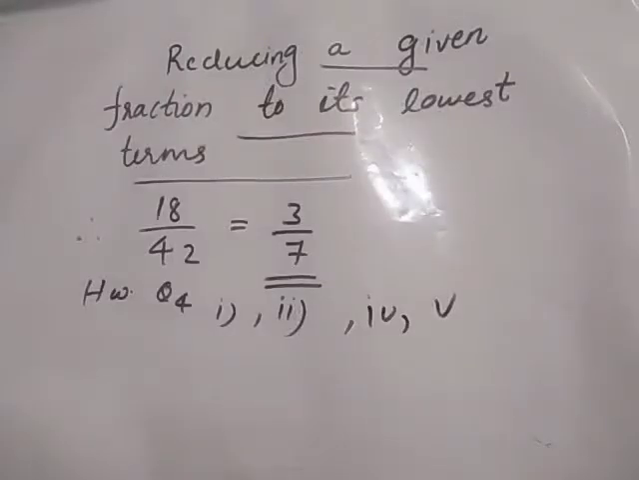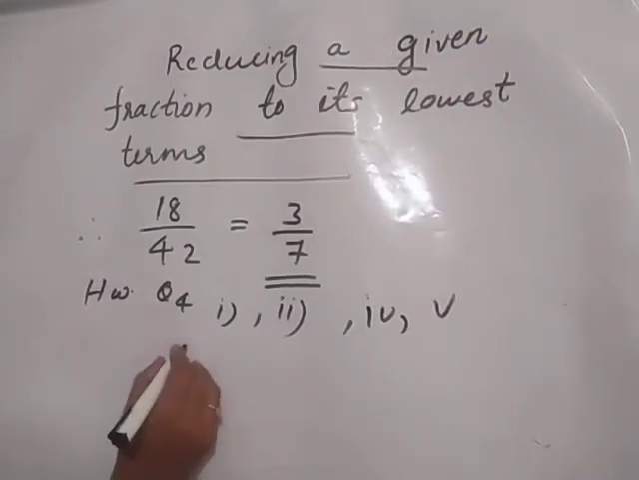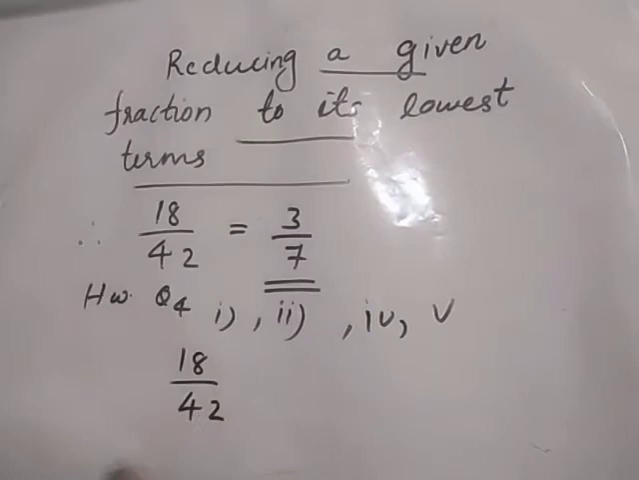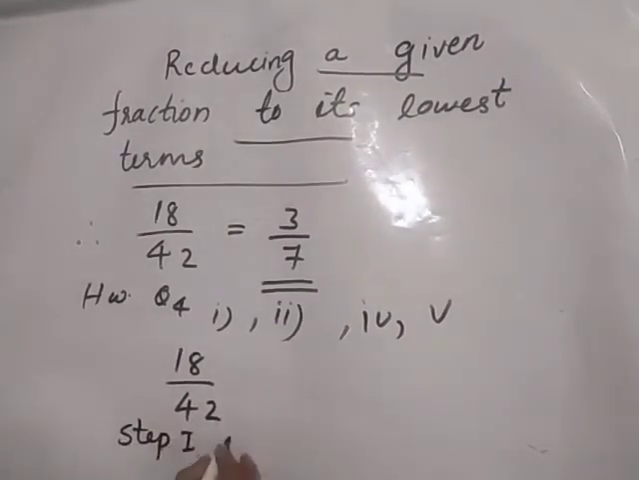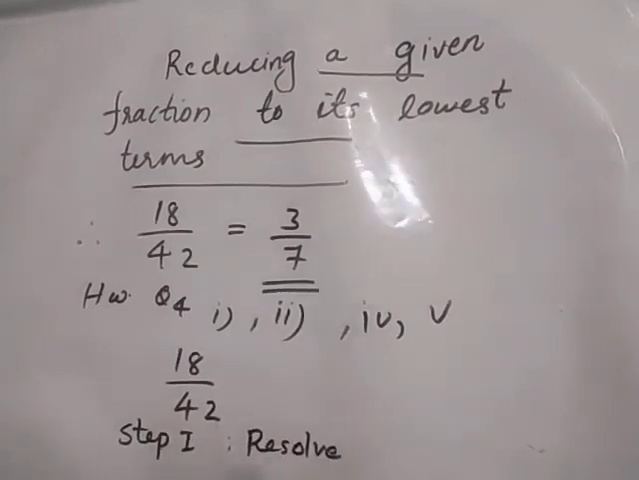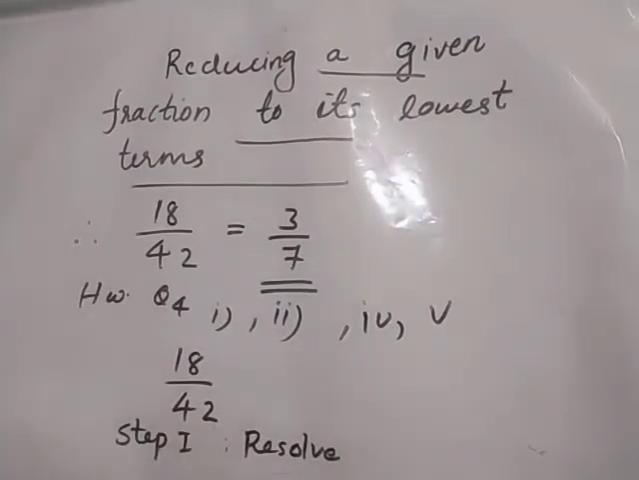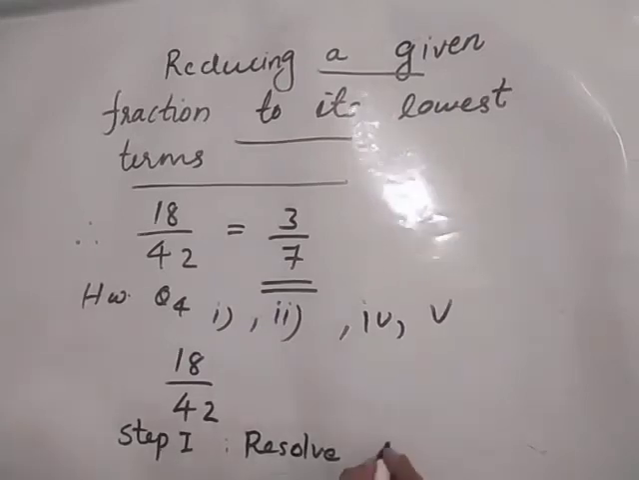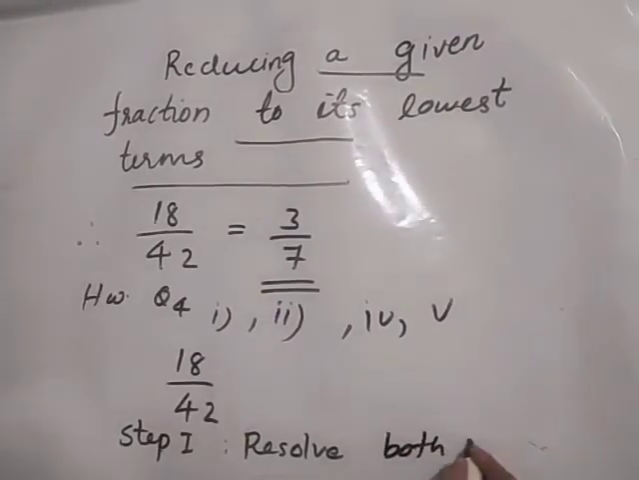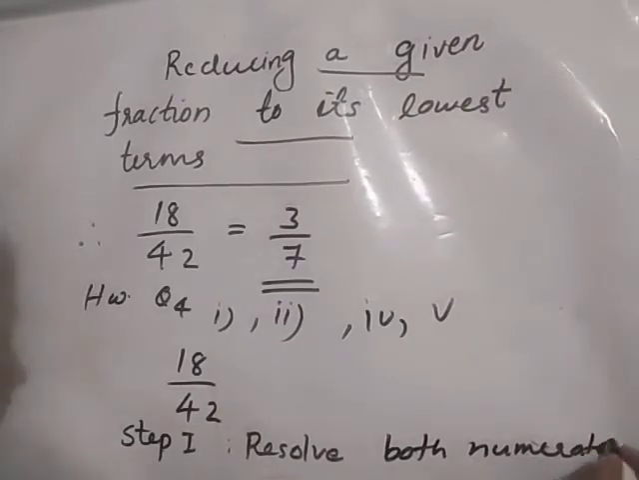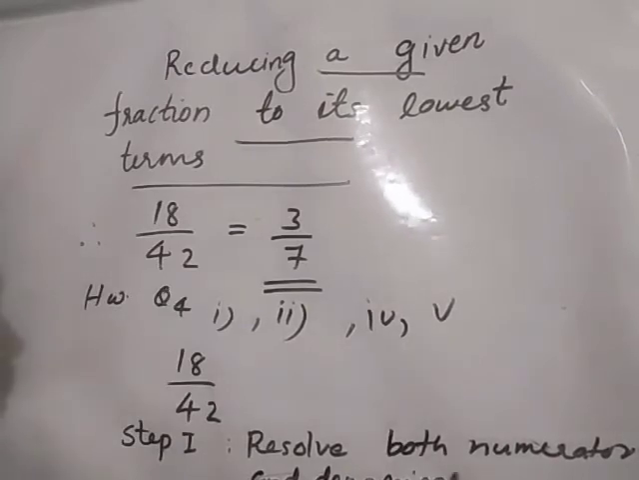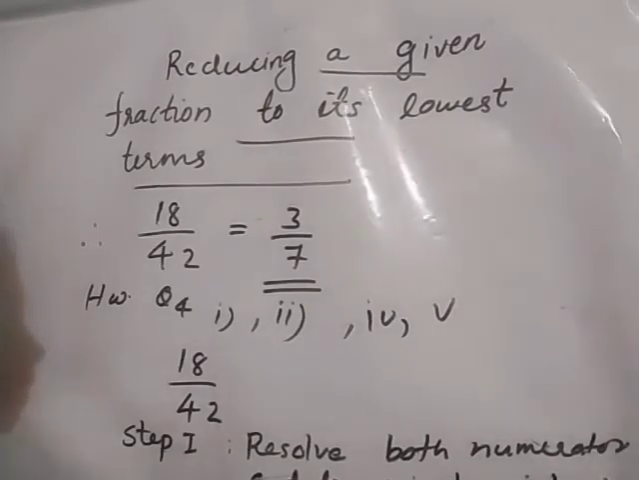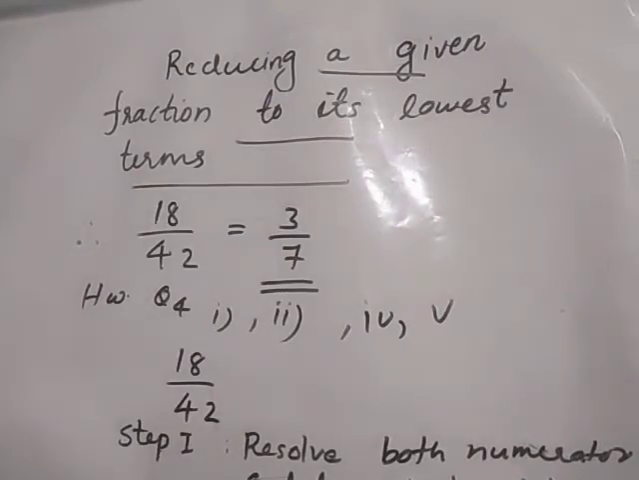And the next is an alternative method to do this type of problem. 18 by 42. First, we resolve both the numerator and the denominator into prime factors.